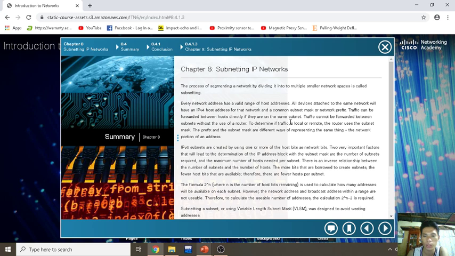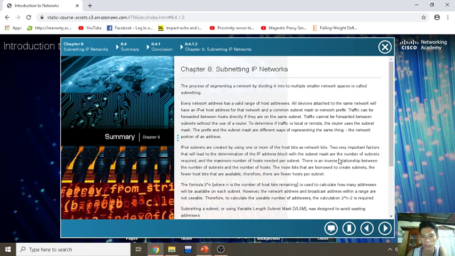To determine if the traffic is local or remote, the router uses the subnet mask. The prefix and the subnet mask are different ways of representing the same thing: the network portion of an address. IPv4 subnets are created by using one or more of the host bits as network bits. The very important factors that lead to determining the IP address block with the subnet mask are the number of subnets required and the maximum number of hosts needed per subnet.